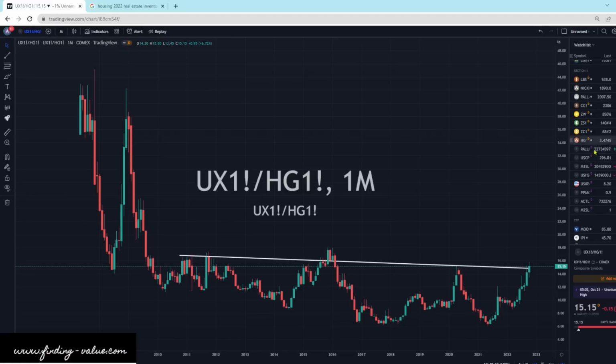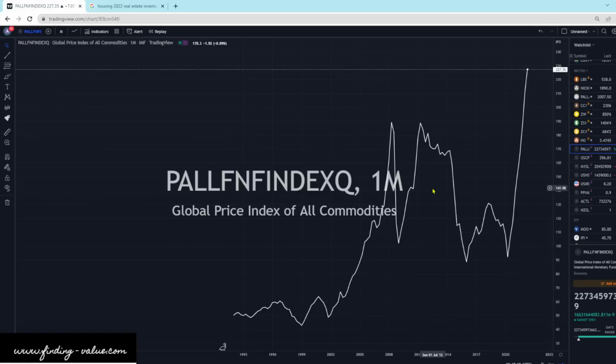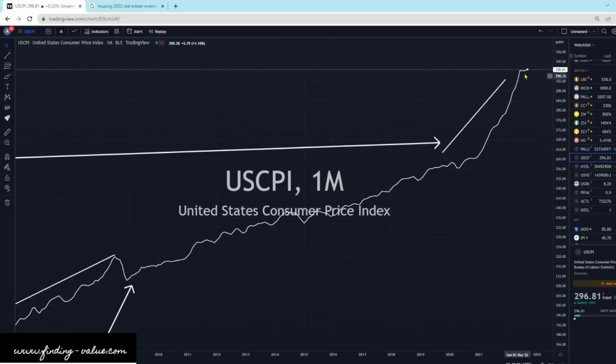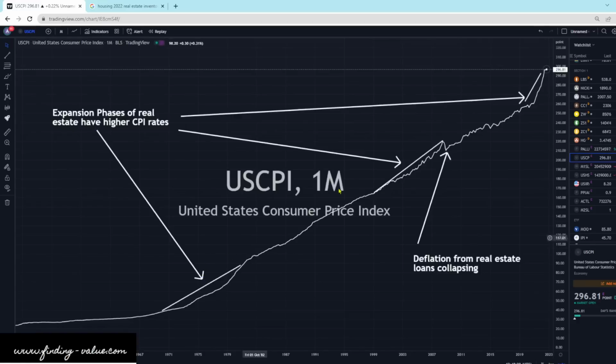Coming back down and looking at some of these other metrics that we don't normally cover a lot. Here's the global price index of all commodities. This is April. Hold on, let's go on to this one. So this is the consumer price index. Yep, it's got recent data. This guy has been rocketing higher.